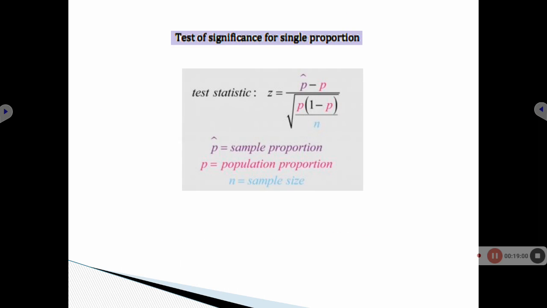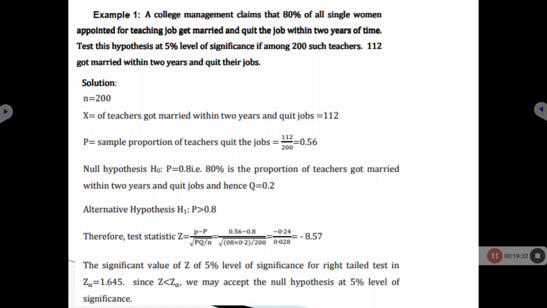Next we are going to see the test of significance of proportion. The test statistic we are going to use here is Z is equal to P cap minus P divided by root of P into 1 minus P divided by N. P cap is our sample proportion, P represents our population proportion, and N is the sample size. For the test statistic we are going to use this formula for single proportion. So we will see one sum for a single proportion.